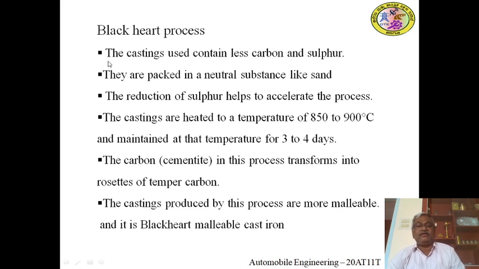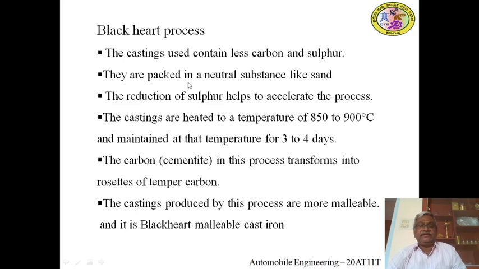Next one is the black heart process. Here the white castings used have less carbon and sulfur. This is packed in sand, and the reduction of sulfur helps to accelerate the process. That means the combined carbon is converted to free carbon more quickly due to the reduction of sulfur.